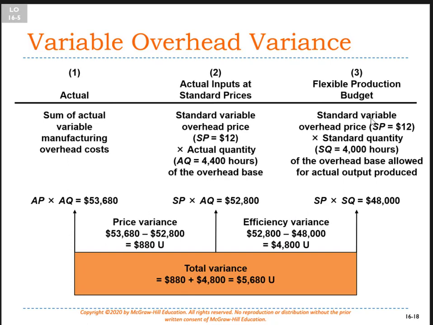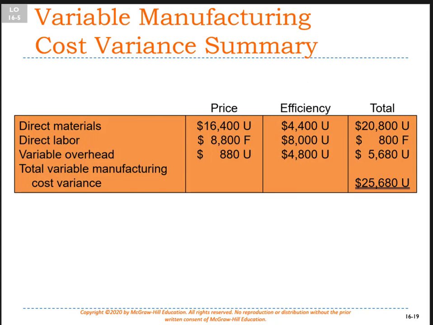On the efficiency variance, the standard price is 12 for both of them, but just like before, we used more hours than we planned, right? The plan was here on the far right on the flexible budget, 48,000 versus 52,000, unfavorable. Okay, both of them are unfavorable. We add them together. Here is a summary of our variances. And we see that that is an explanation for our 25,680.